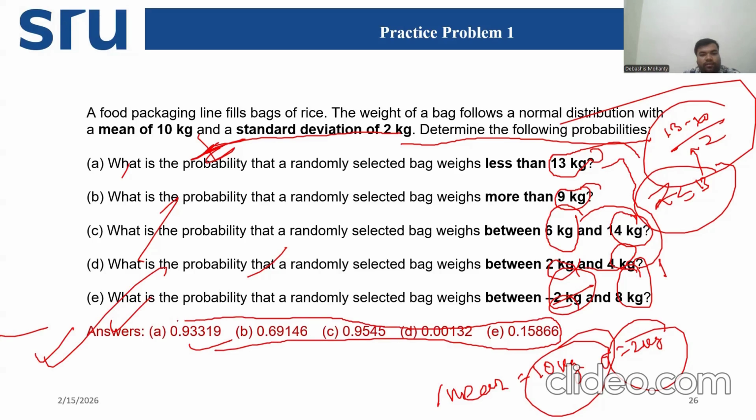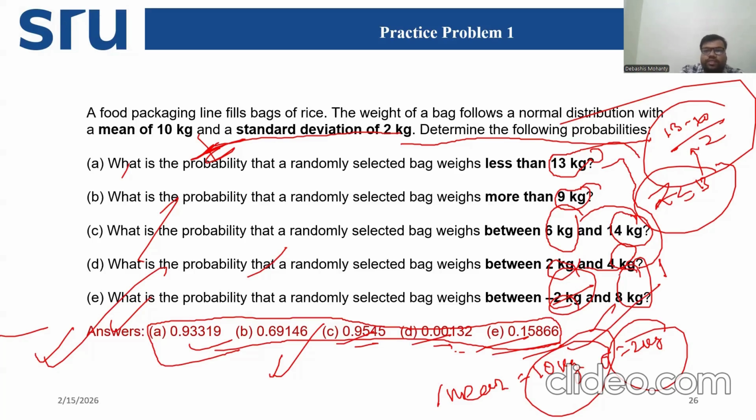This is the answer of the first question, that is 0.93319, and the second question, that is 0.69146, and the third question is 0.9545, and the fourth question is 0.00132, and the last question is 0.15866. Okay, students, so these are the answers of the questions.